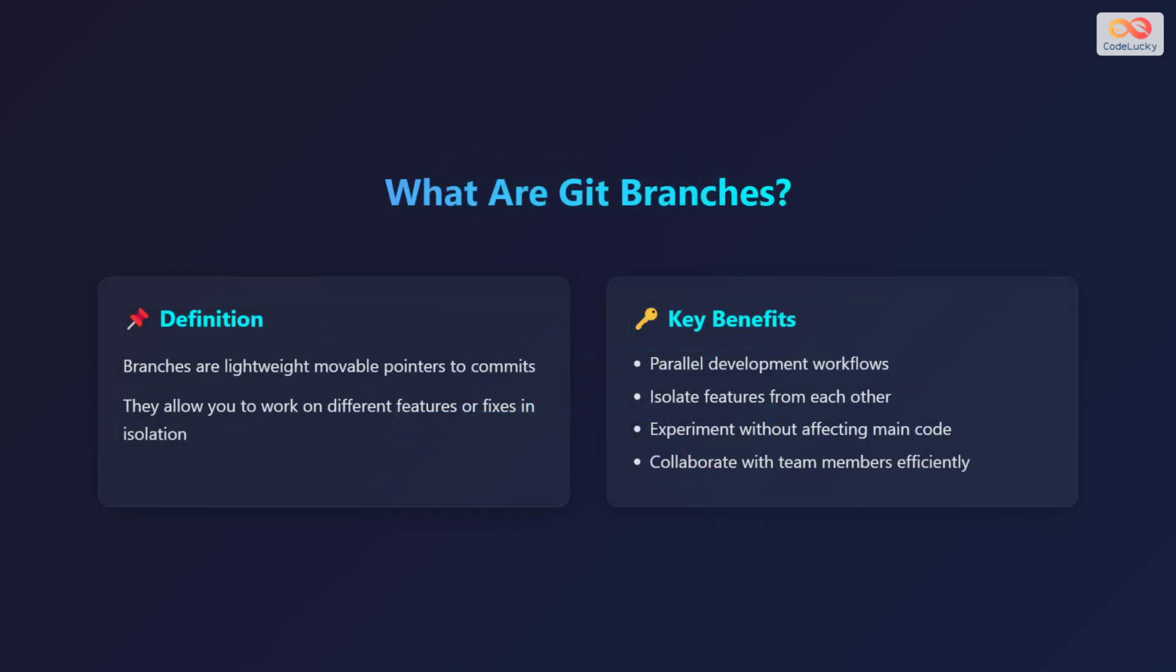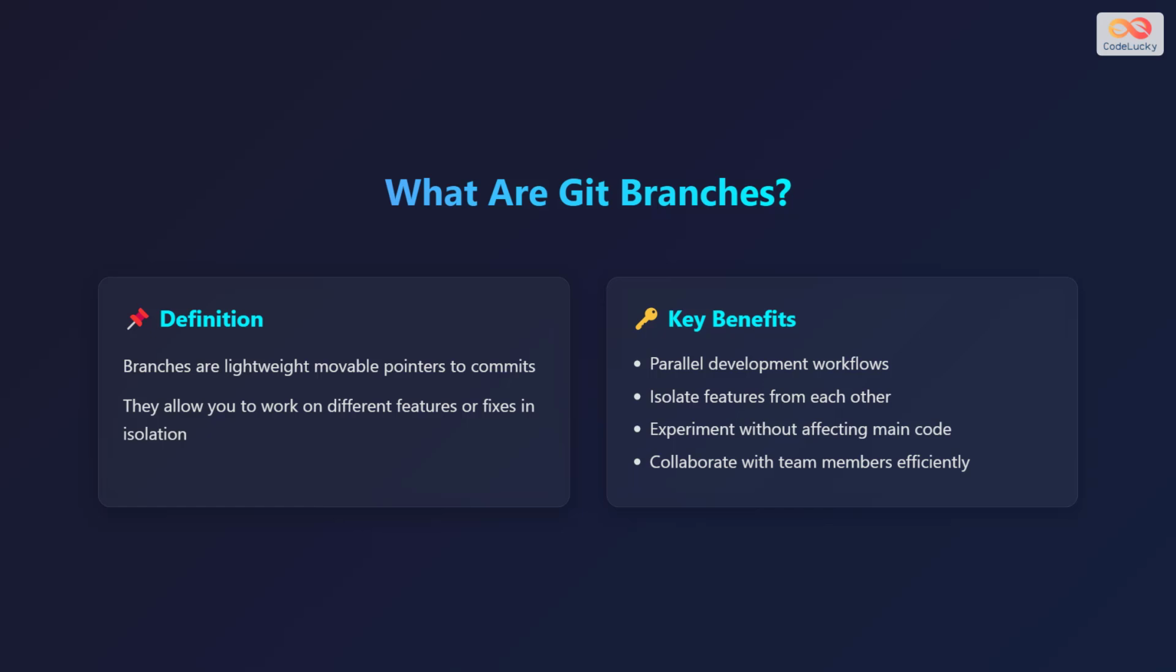What exactly are Git branches? Branches are essentially lightweight, movable pointers to commits. Think of them as a way to create parallel universes within your codebase. They allow you to work on different features or fixes in isolation, without disrupting the main codebase.